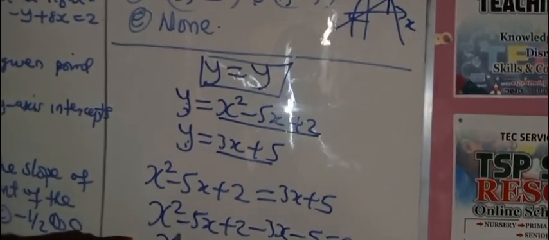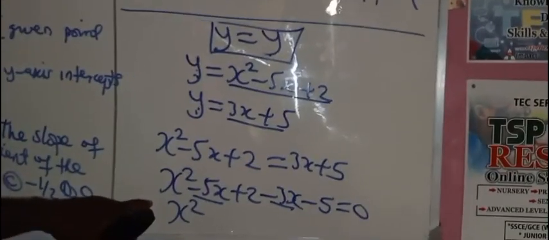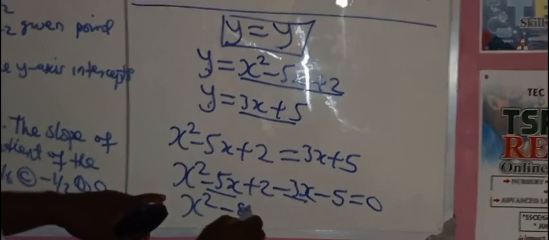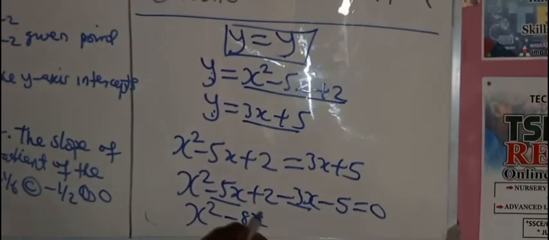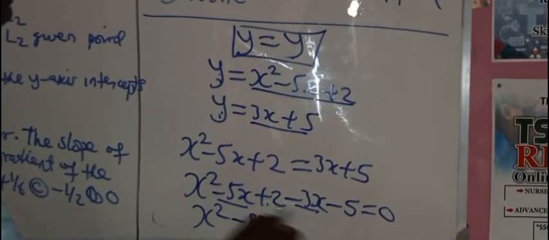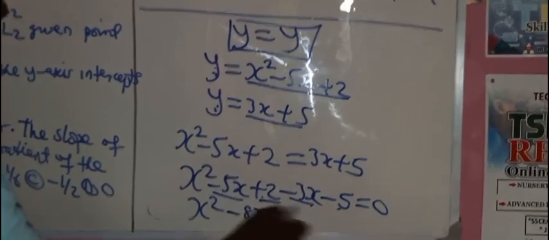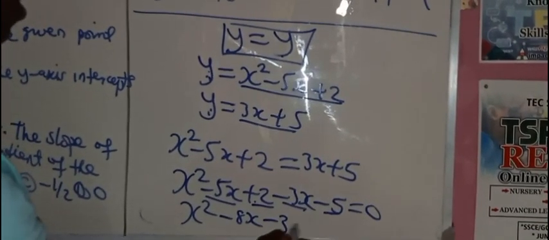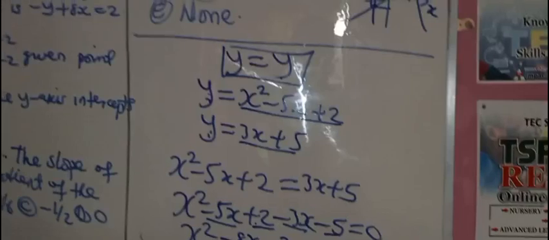Now this is x squared plus 5x minus 3x, okay, that is plus 2x. Then plus 2 minus 5, this goes together with this, that's minus 3 equals to 0.